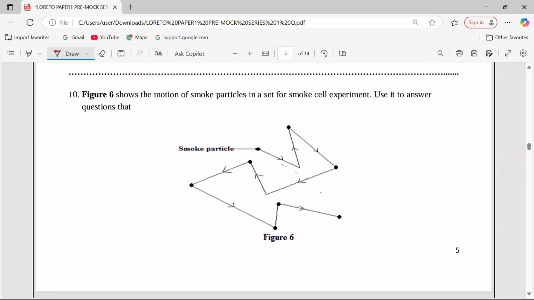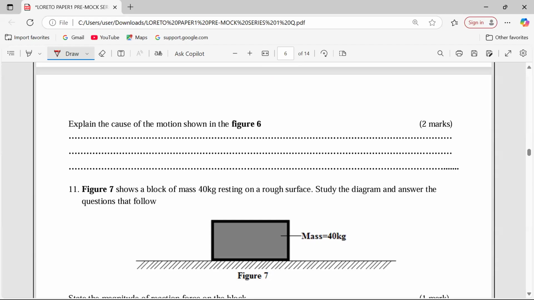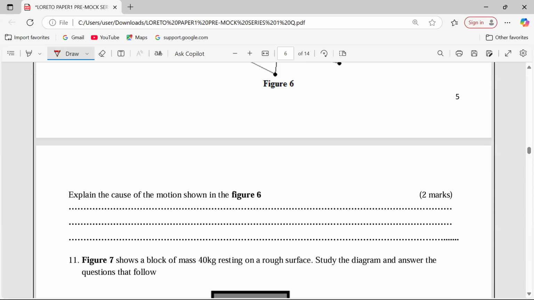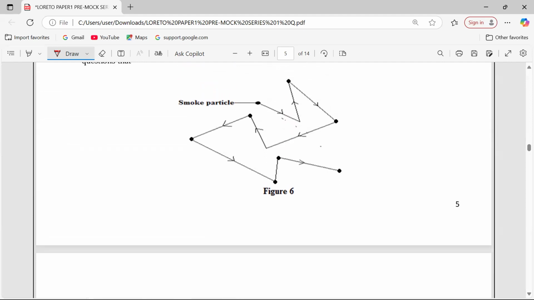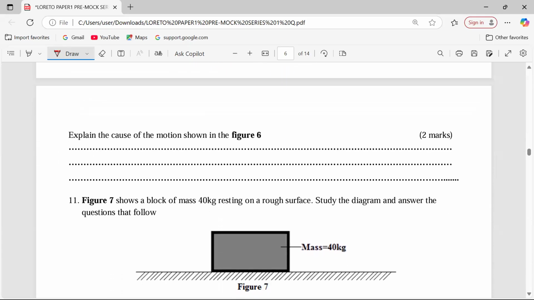Figure 6 shows the motion of smoke particles in a smoke cell experiment. Use it to answer the questions that follow. So you can see the smoke particles moving in a random motion in figure 6 there. Explain the cause of the motion in figure 6. Why do we have random motion in the smoke cell experiment? It's called the Brownian motion.